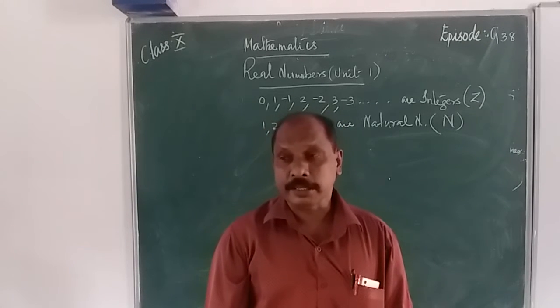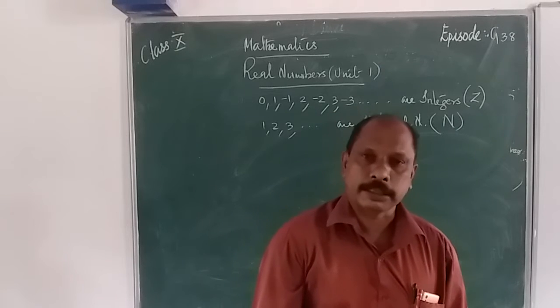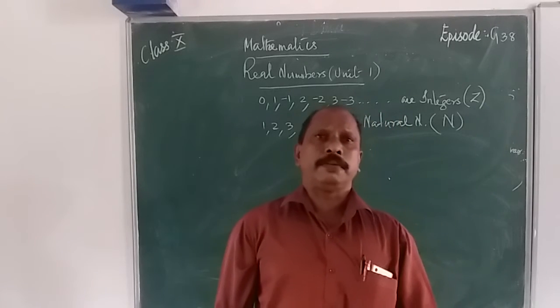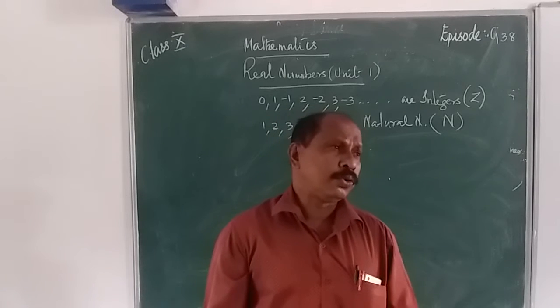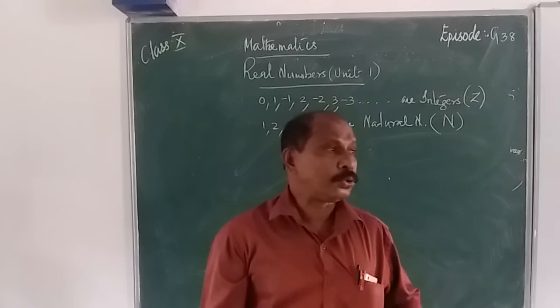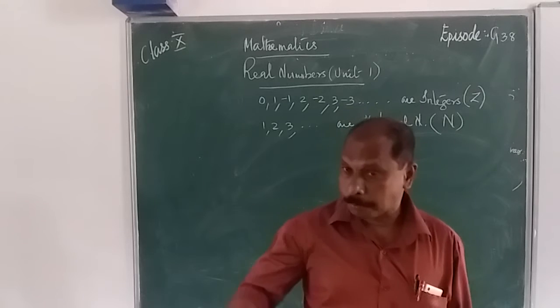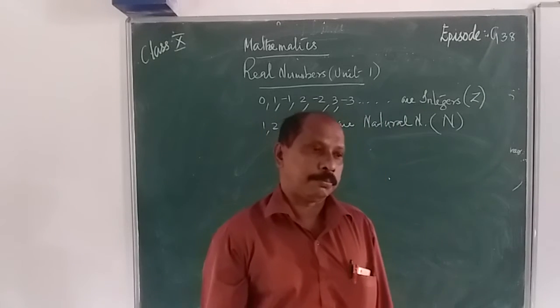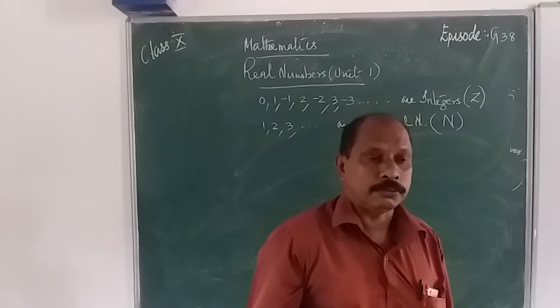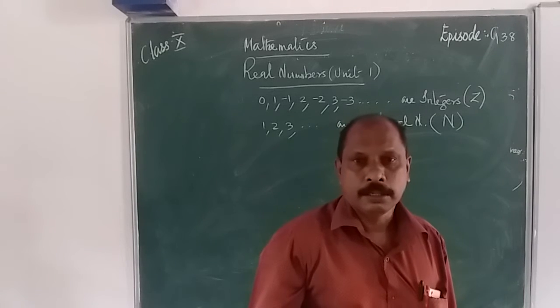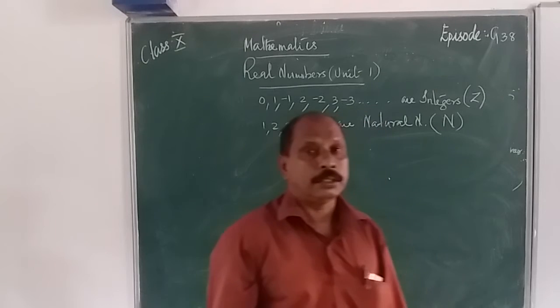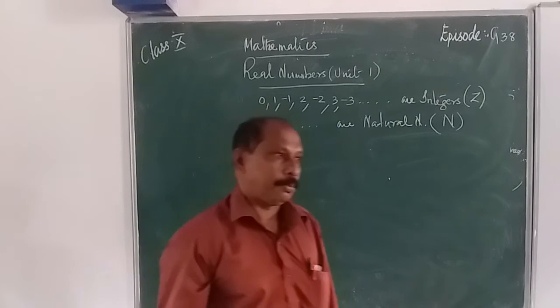In that counting numbers, 1, 2, 3, etc. 1, 3, 5, 7, etc. we know are the odd numbers. 2, 4, 6, etc. That means 2 is a multiple of these numbers. Therefore, they are even numbers. Odd numbers 1, 3, 5, etc. Even numbers 2, 4, 6, etc. The group of these two is the set of natural numbers.